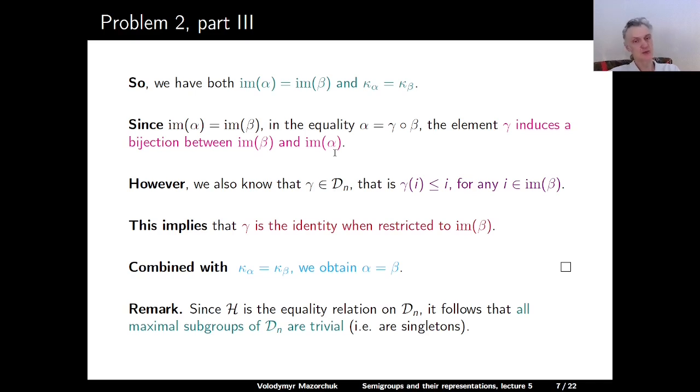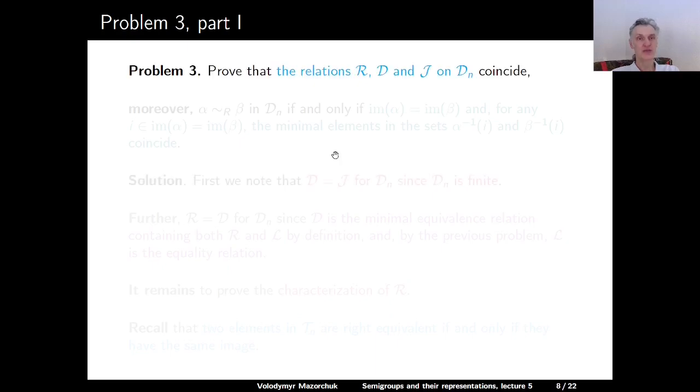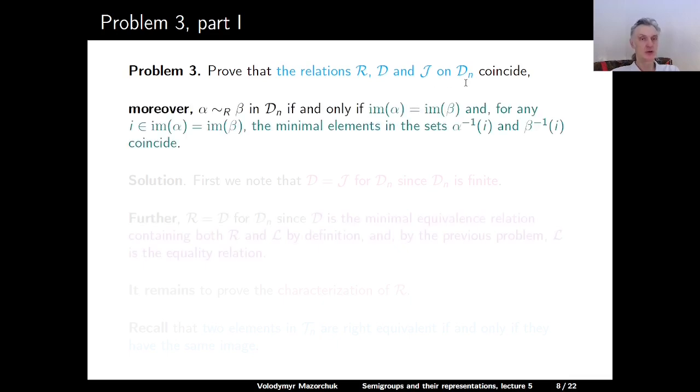So all maximal subgroups in Dn are singletons. Problem 3. Prove that the relations R, D, and J on Dn coincide. Moreover, two elements alpha and beta in Dn are right-related if and only if the image of alpha is equal to the image of beta, and for any element I in this common image, the minimal elements in the preimage of I under alpha and the preimage of I under beta coincide.